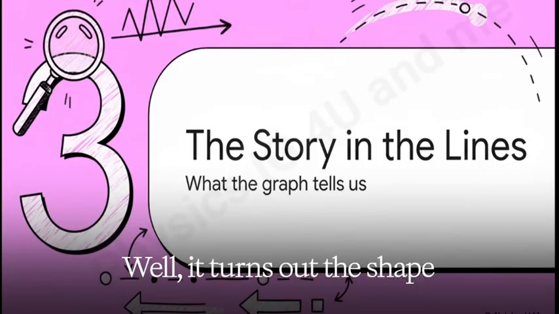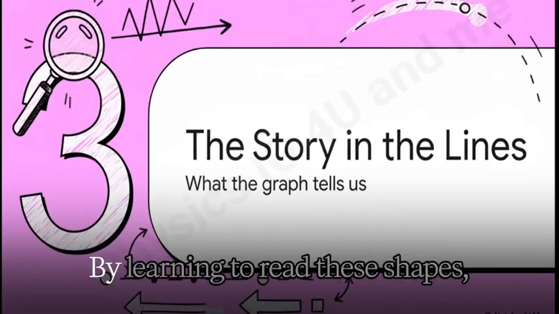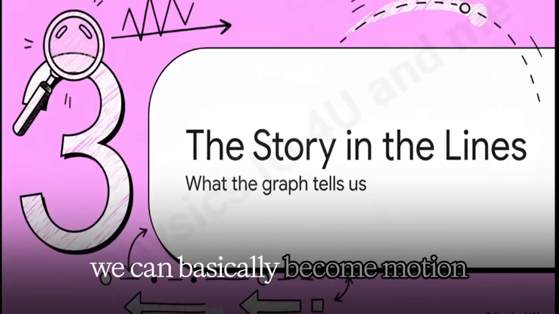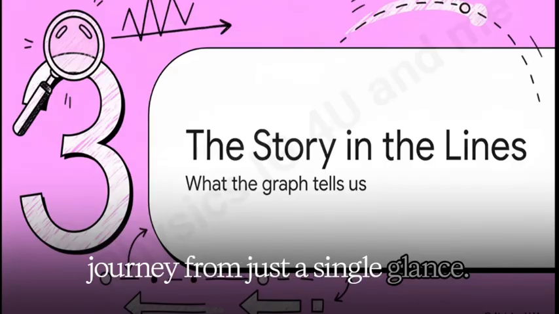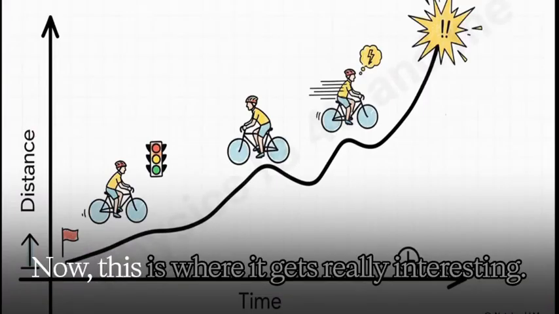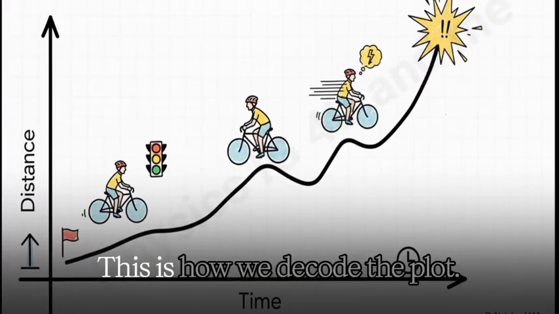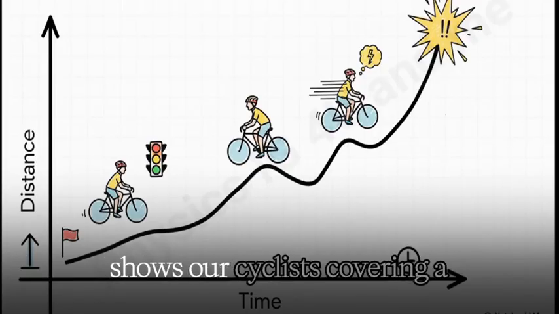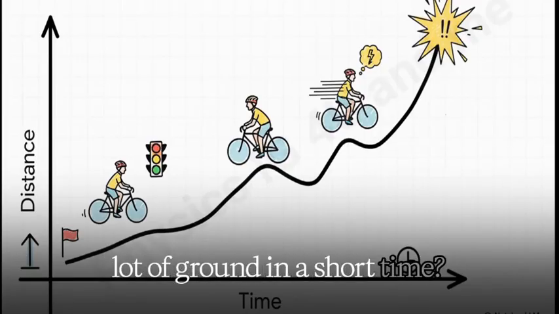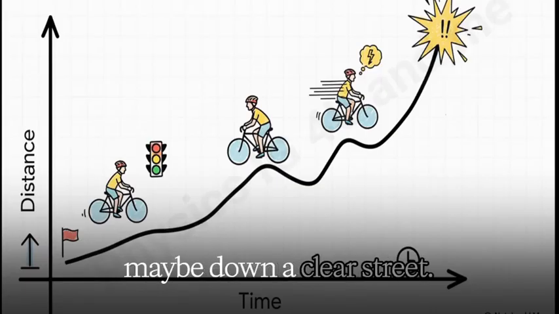Well, it turns out the shape of the line is everything. By learning to read these shapes, we can basically become motion detectives, figuring out the entire journey from just a single glance. Okay, now this is where it gets really interesting. This is how we decode the plot. See that steep upward line? That shows our cyclist covering a lot of ground in a short time. They're moving fast, maybe down a clear street.